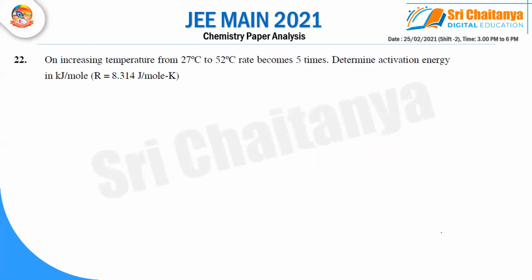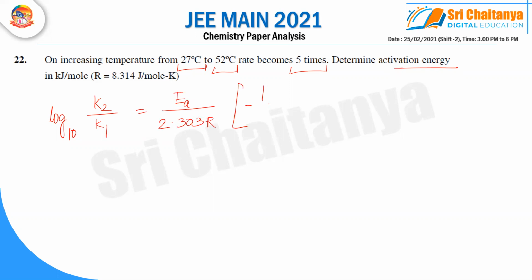Next we have a question from kinetics. And we see here that when the temperature is raised from this particular value to this particular value, the rate of the reaction becomes 5 times. We have to determine the activation energy. So we will use the Arrhenius equation, log base 10 K2 divided by K1, and this is equal to activation energy divided by 2.303 R into 1 upon T1 minus 1 upon T2.